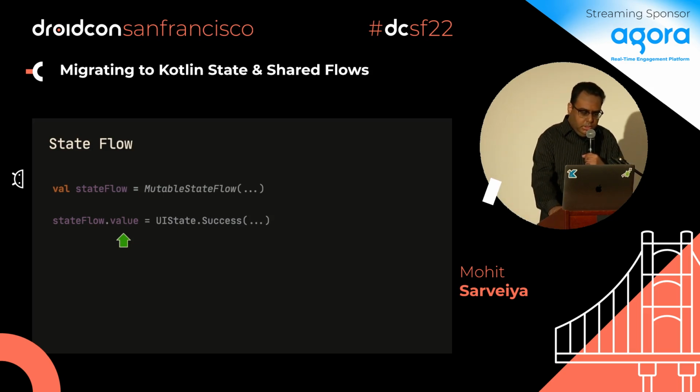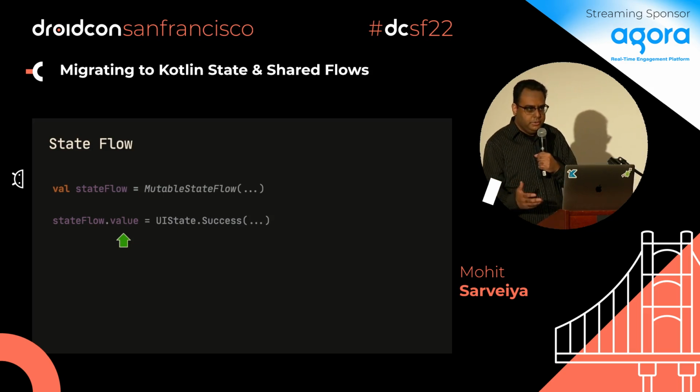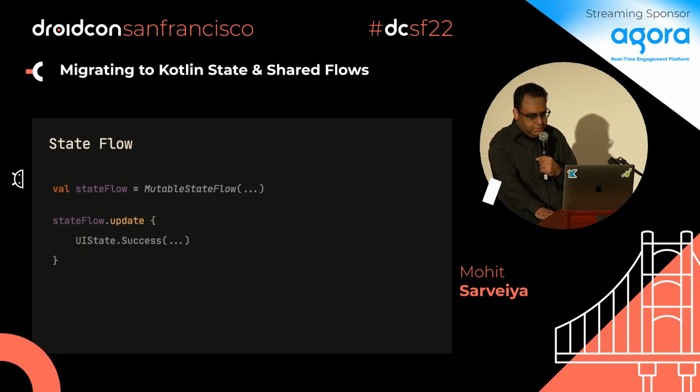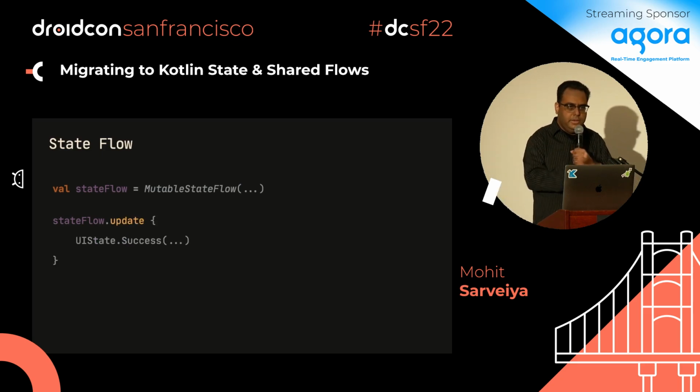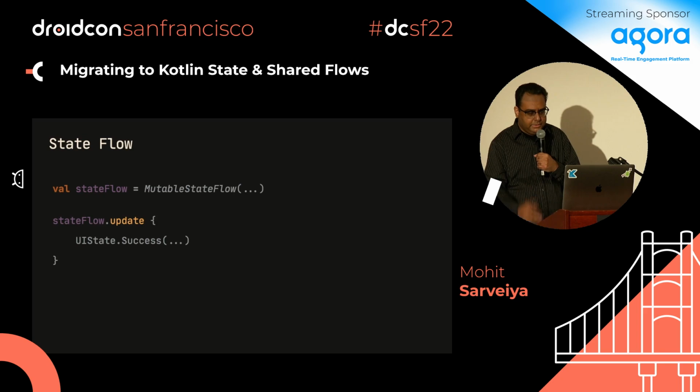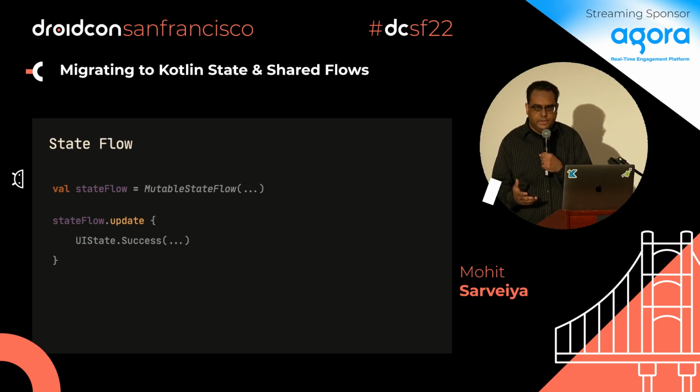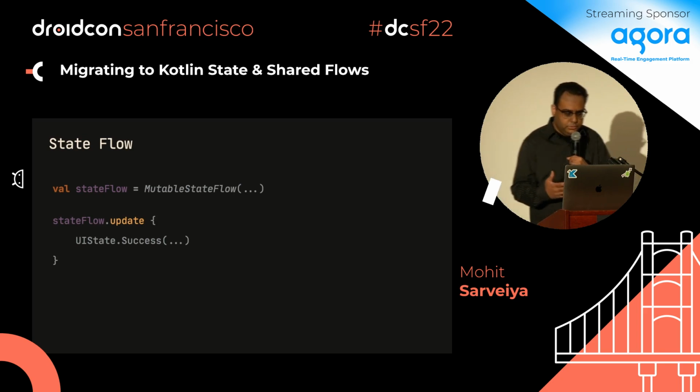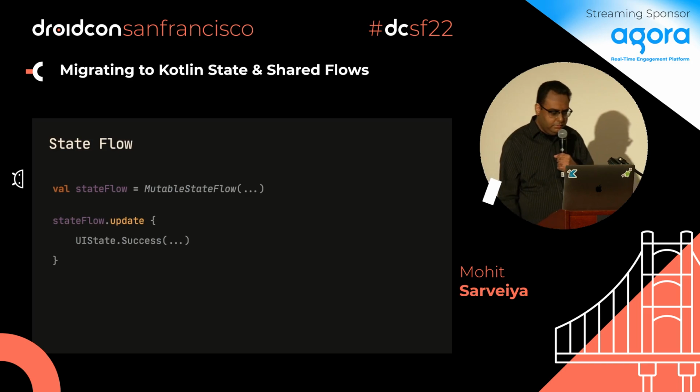And recently in Kotlin coroutines library 1.6, what they added was a method. This is the recommended way. They added a method called update, and it's thread safe. This is a recommended way to push things to a state flow.